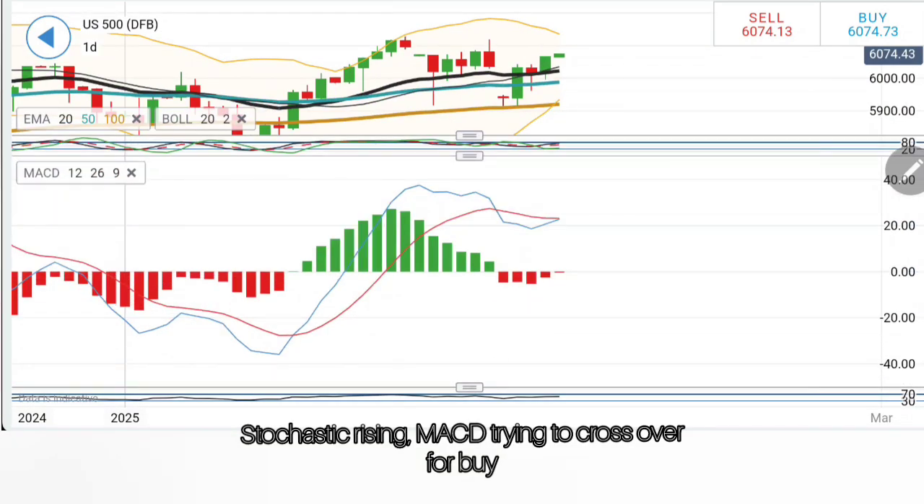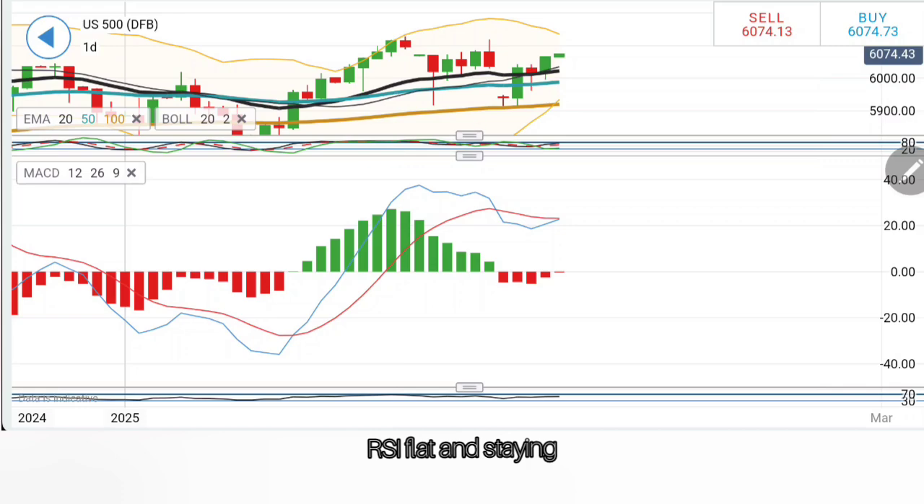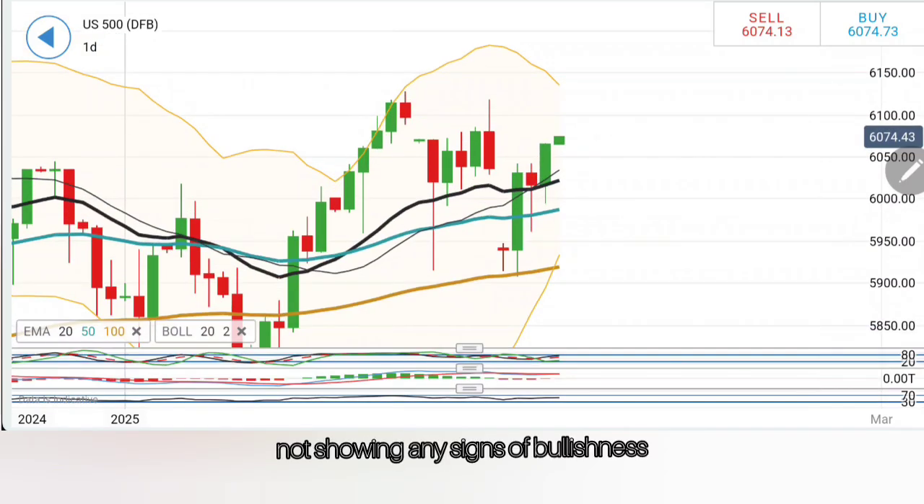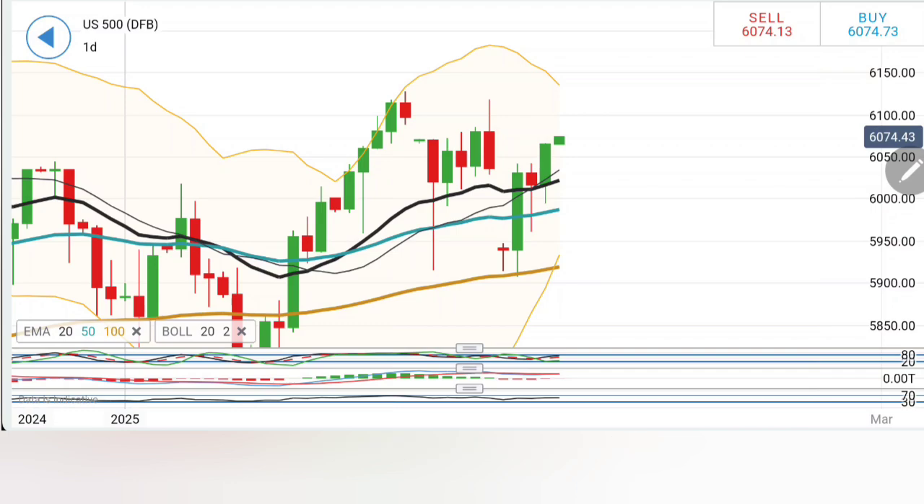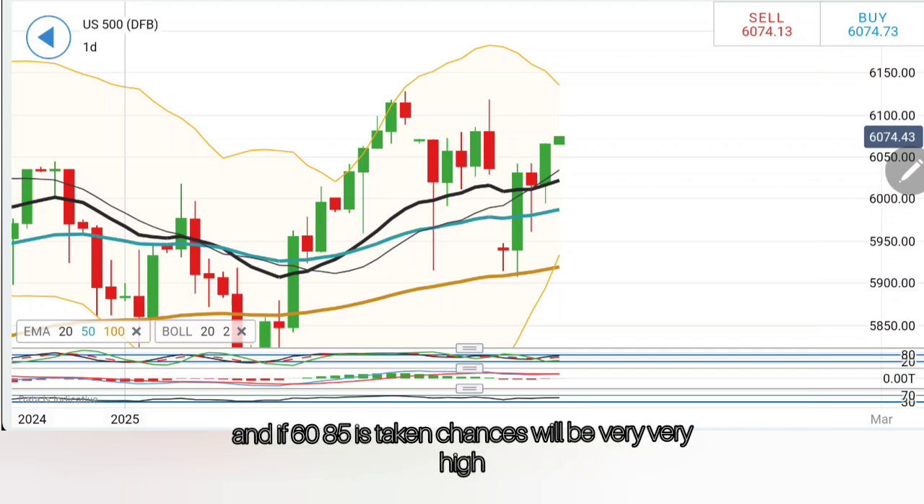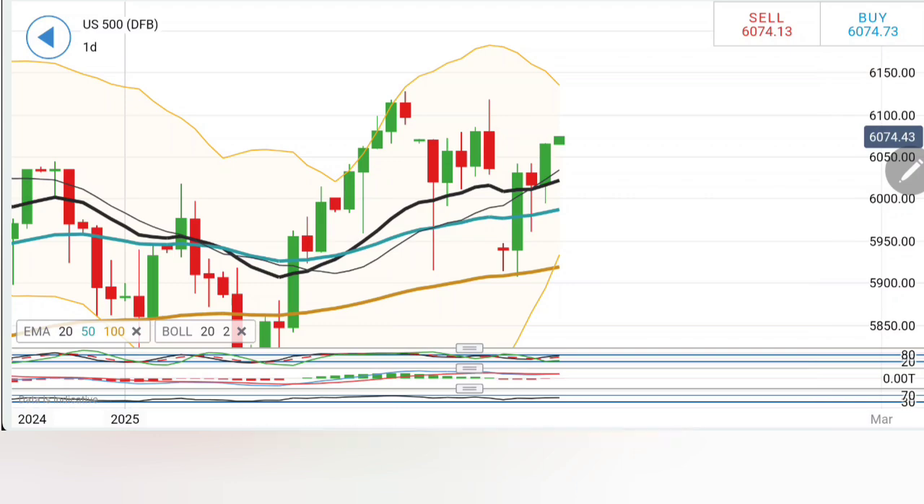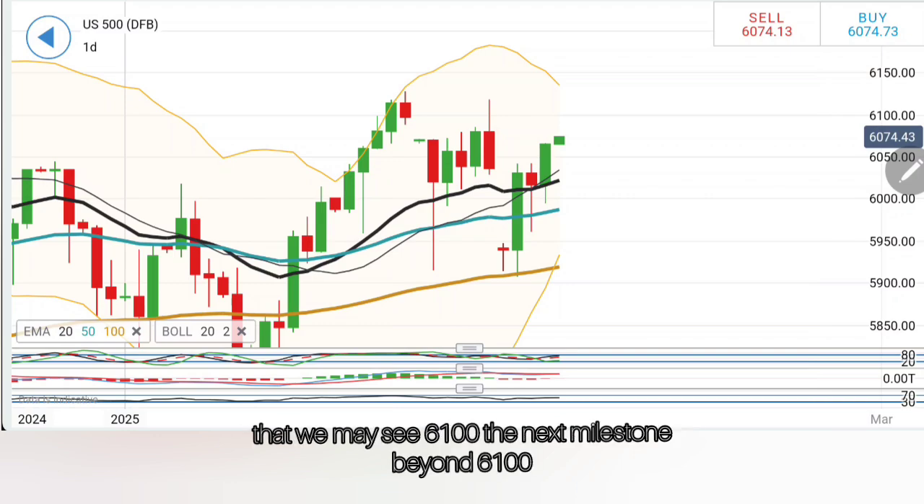Stochastic rising, MACD trying to cross over for a buy, RSI flat and staying, not showing any signs of bullishness. So considering this, now I'll recommend you to buy here at the 6078-76 zone, and then you can expect 6082-85 as the first target levels. And if 6085 is taken, chances will be very high that we may see 6100, the next milestone.